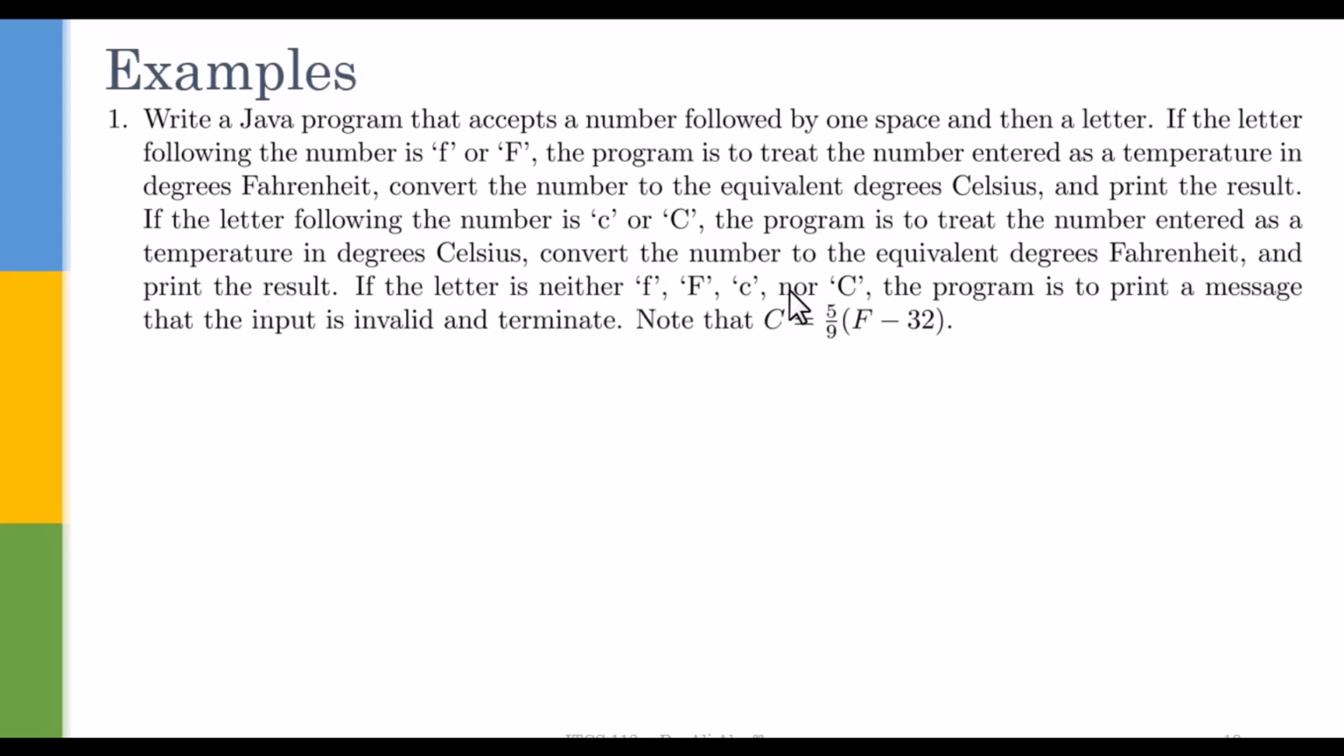If the letter is neither of these, then the program prints an invalid message and terminates, going out from the program. Note here it's giving you the relationship between centigrade and Fahrenheit. It says centigrade, Celsius, is equal to 5/9 times Fahrenheit minus 32. So what is the input? The input is a number followed by a character. Let's go to JGrasp and write the program.